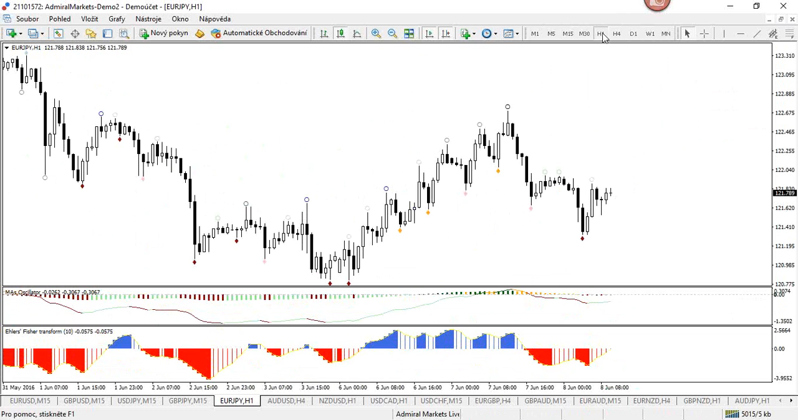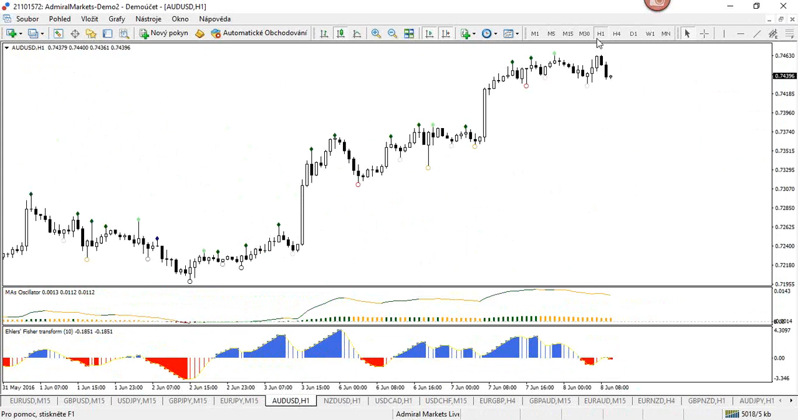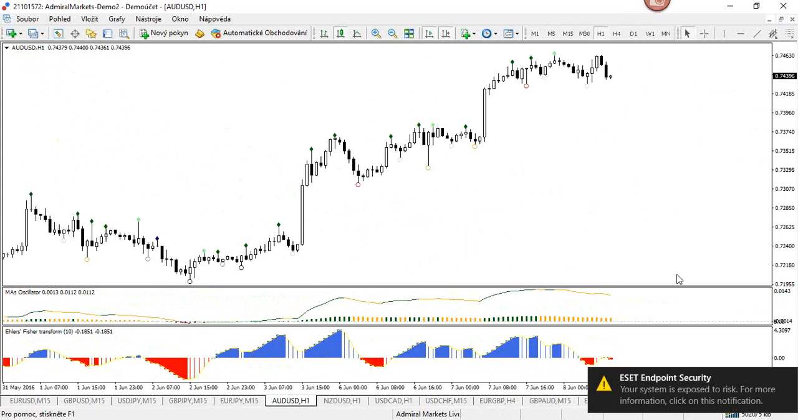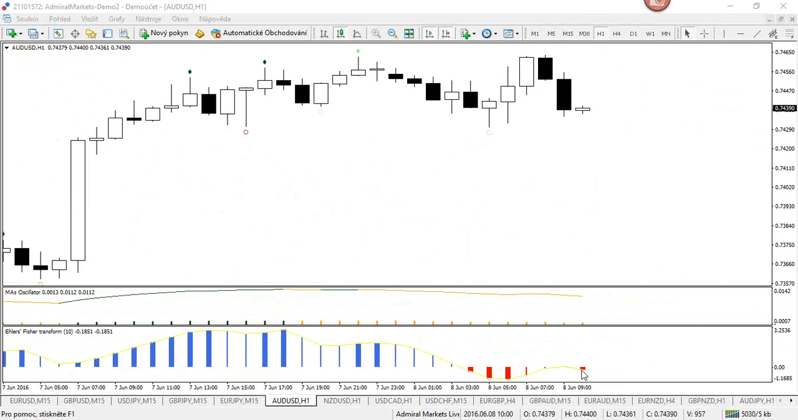15 is up on the euro yen, but down on the hourly, so that doesn't qualify. Aussie hourly is what? It is down, right? Momentum is down at this point. Or at the end of this hour, it could be turning red.